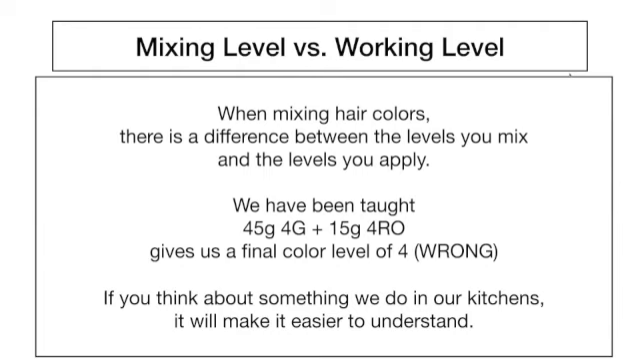Now, we've always been taught that if you use 45 grams of 4G and 15 grams of 4RO, it gives us a final color level of 4. And it is absolutely wrong. Wrong. And I'm going to explain here in a second. If you think about something that we do in our kitchen, it'll make it much easier for everyone to understand. So here we go.